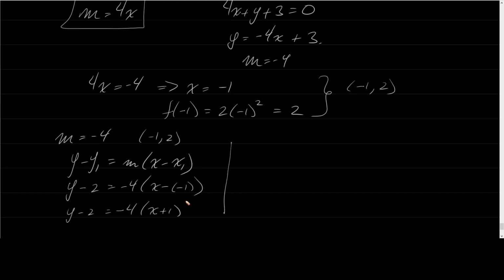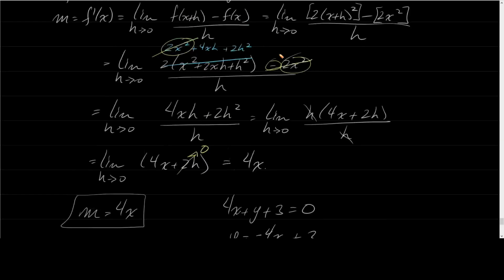And from there, I'll continue up here. If I distribute out that negative 4, I end up with negative 4x minus 4. If I move the 2 to the other side, I end up with a plus 2. So that gives me that y is equal to negative 4x minus 2. All right, so this is the equation of the tangent line that is parallel to the given line, and it happened at the point negative 1, 2.